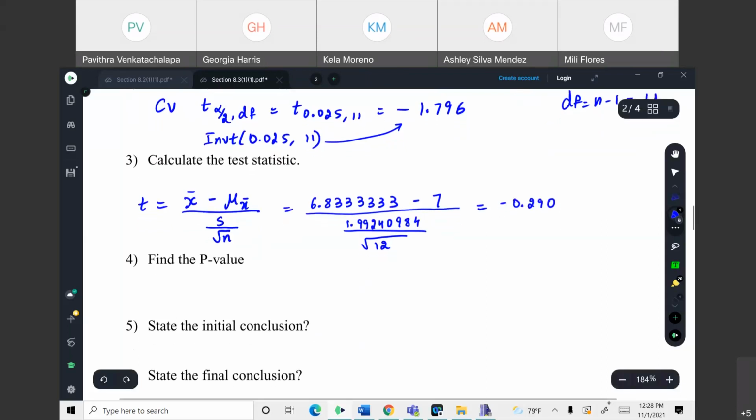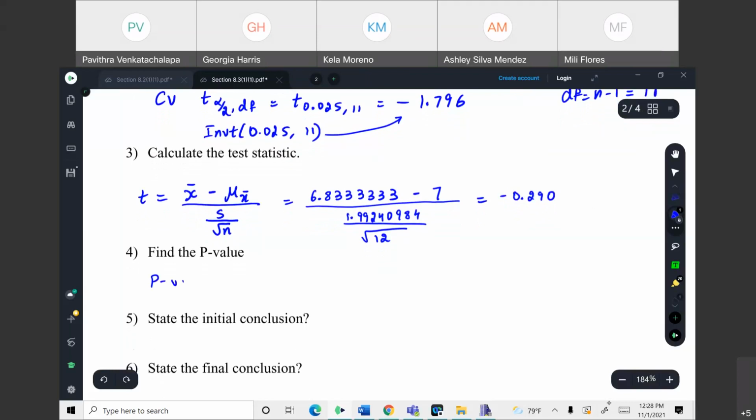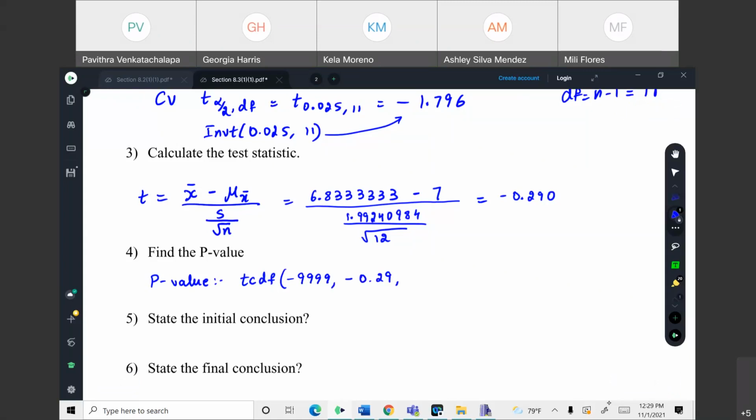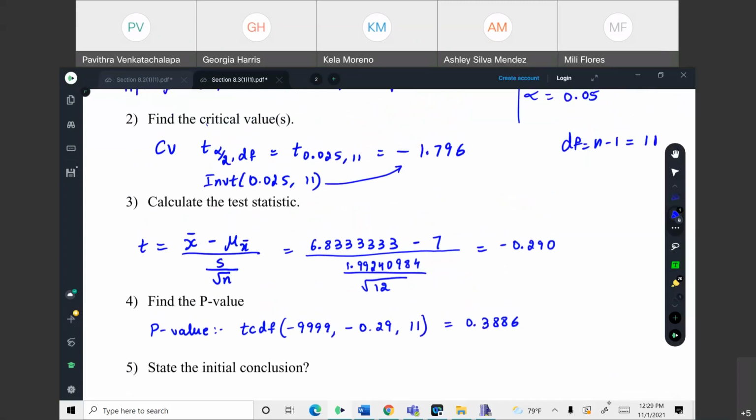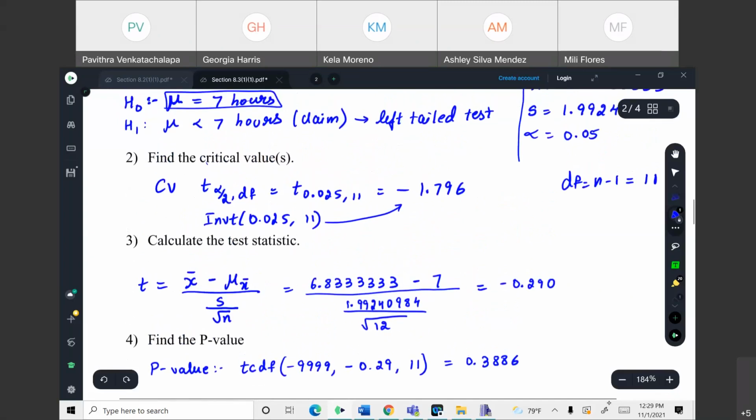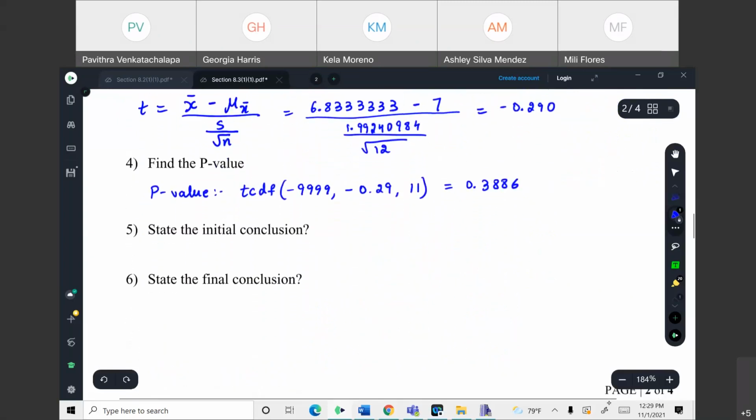Okay. So once you get your T value, the next step is the p value. Now, since it is a T distribution, you will use TCDF, and that's the left tail. So use minus 9999 and minus 0.29 as your T value with degree of freedom, which is n minus 1. 12 minus 1 is 11, and you will get the answer as 0.3886. So you will keep this as it is. You will not be multiplying this value by 2 since it is a left tail test. You will keep the value the same.